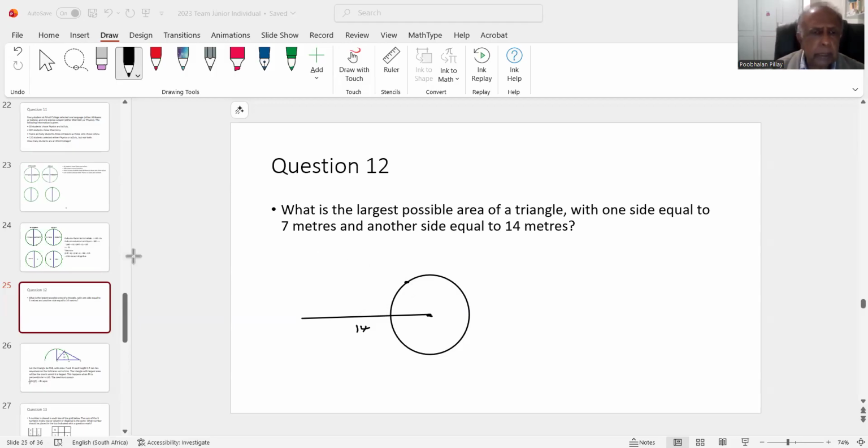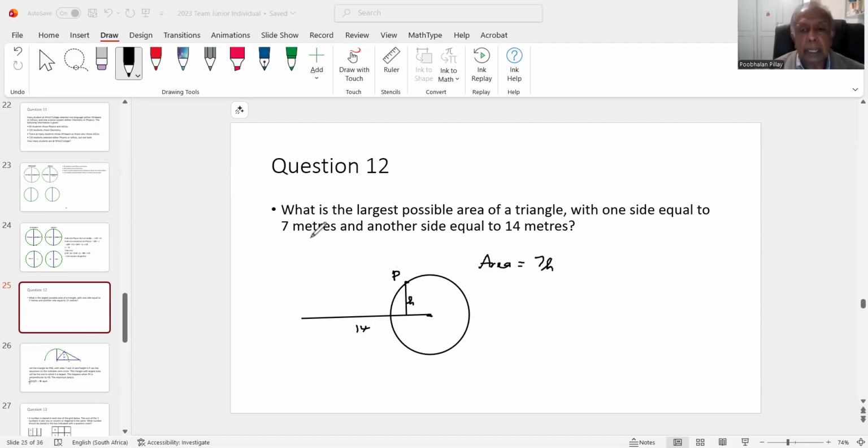If the point P was here, then the area of the triangle will be half base times the height. That's the area of a triangle. Half base times, and the height will be from here to here. The base is already 7, so that's non-negotiable. The area is equal to half base, which is 14, times the height, h.